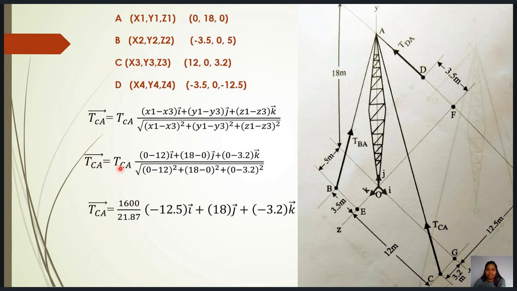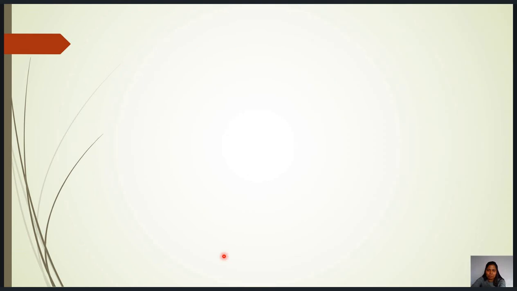Then the magnitude of TCA, that is the force in wire CA, is already known to you. The tension in the CA wire is given as 1600 Newton, and this whole term is 21.87. After calculation you will get the equation TCA vector is equal to minus 877.91i plus 1316.87j minus 233.11k. So this equation indicates the components of these forces: along x is this, along y is this, and along z is this. Let us give equation number 2 to this equation.